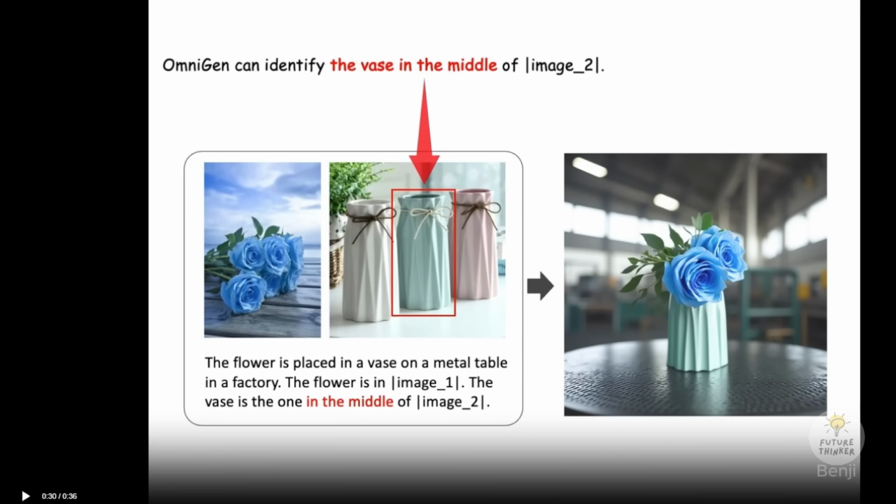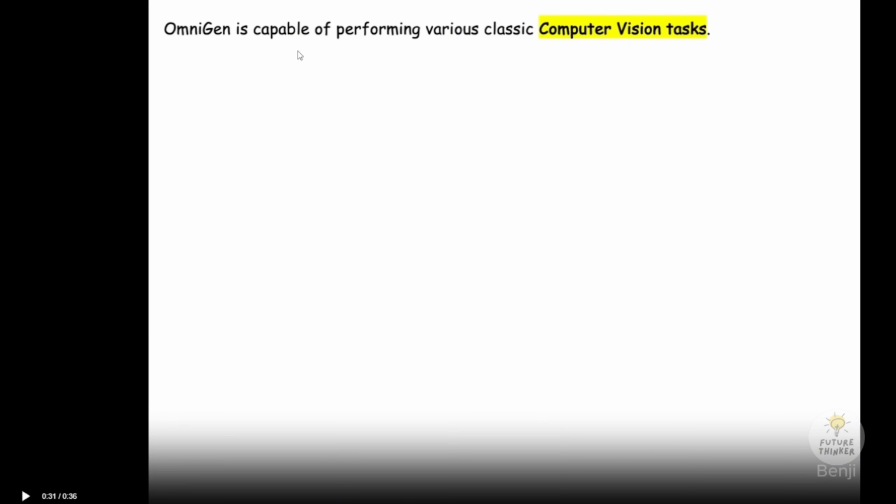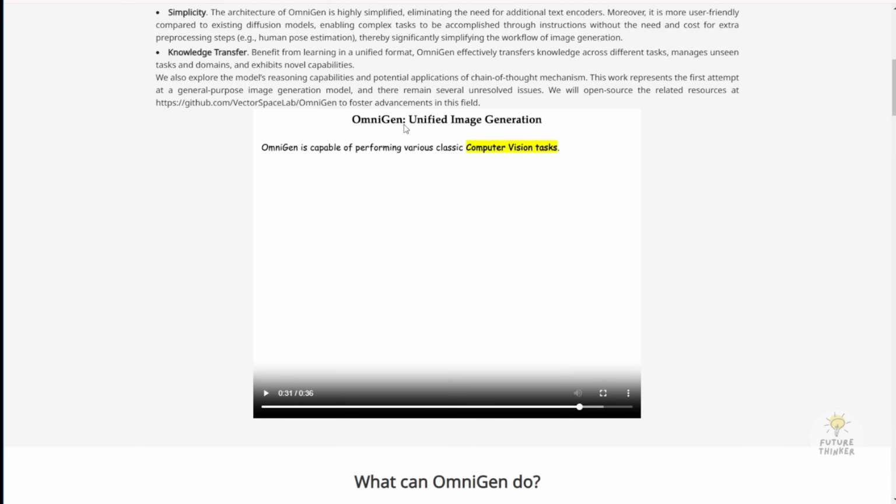So for example, in this 3 bottles image here, we see that the text prompt is highlighting the one in the middle of image 2. So the AI is smart enough to identify the objects in the middle and is able to identify this is a bottle or a container for putting the flowers on top of that, and is able to generate such results like this.